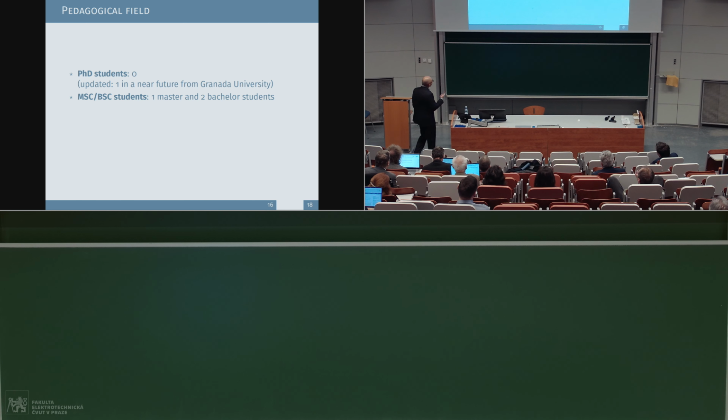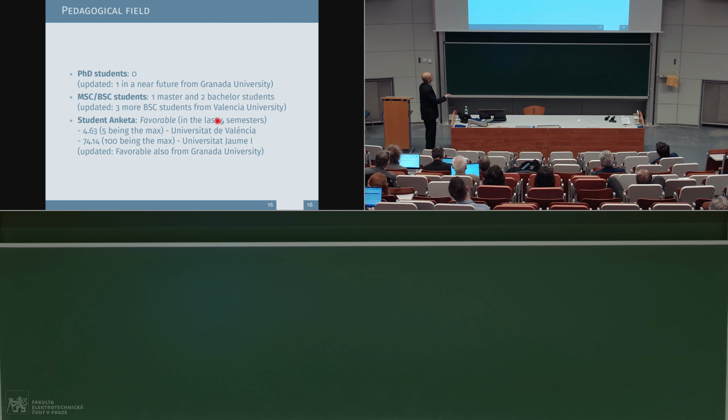Master students: when I applied for the habilitation, I had 1 master student and 2 bachelor students. Now I have 3 more at Valencia University. And the student surveys, also at that time, I put just these 2 here, from Valencia University and from Universitat Jaume I, that they are all favorable. Of course, the numbers here are completely different from the CVUT. Each university has its own system, of course. And now I'm at Granada University. I'm not at Valencia University anymore. I'm a professor there. And also, from this semester, I got a favorable survey, right?